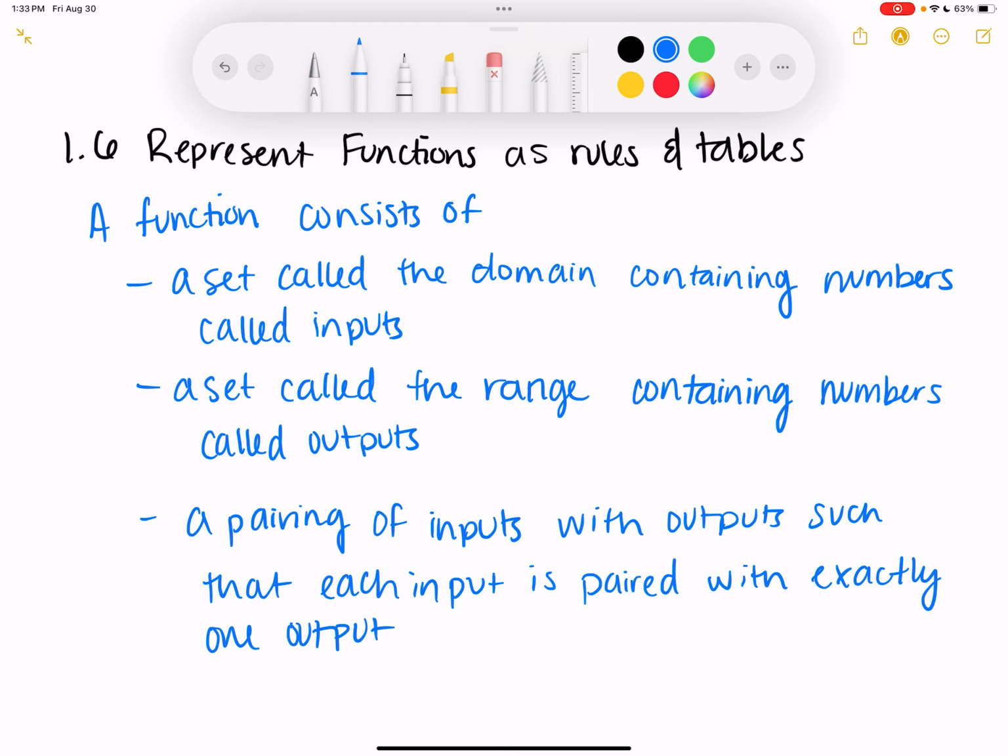So notice that domain and input means the same thing, and then range and output is the same thing. The domain are the x values, the range are the y values.